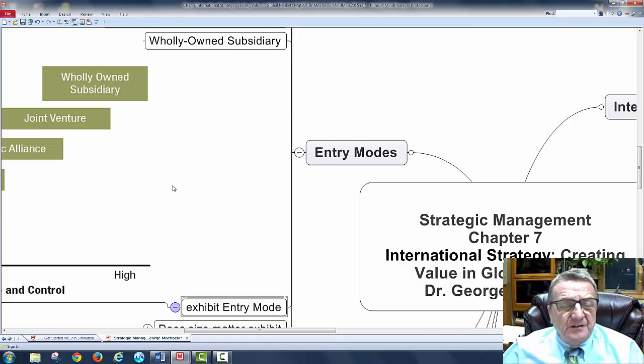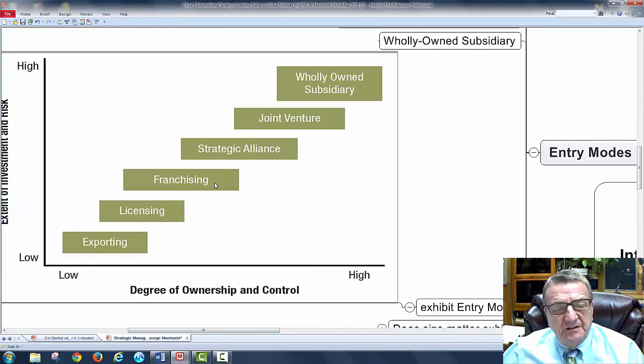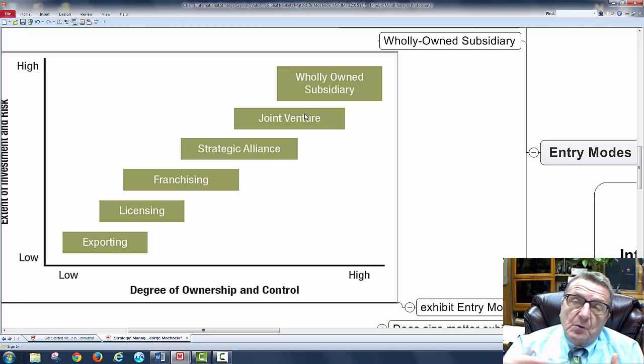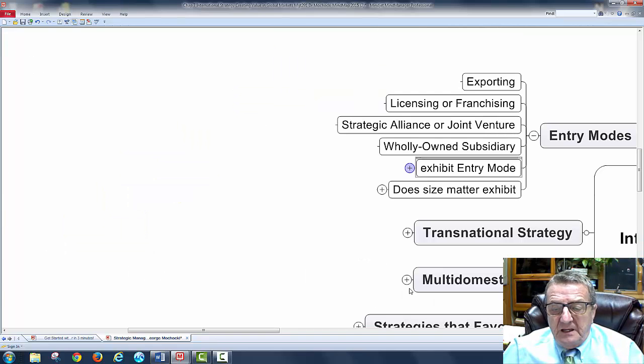Now, when I look at this entry mode, this is a basic entry mode. Exporting and licensing are the easiest. Franchising is a little complicated, but not that bad. With a strategic alliance, I have to have a contractual agreement and a joint venture. We're working together on the same product. A wholly owned subsidiary is another one, basically if I open my own operation there, or what they call direct investment. Okay, so we should be all right on that. So now I go transnational. Entry mode. So I have all that.